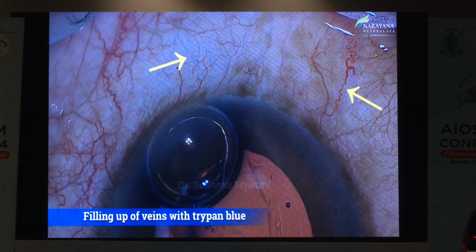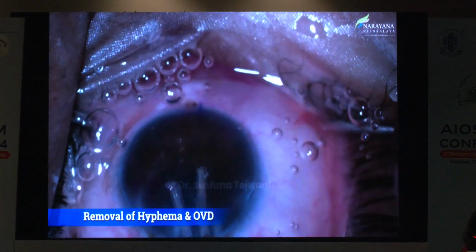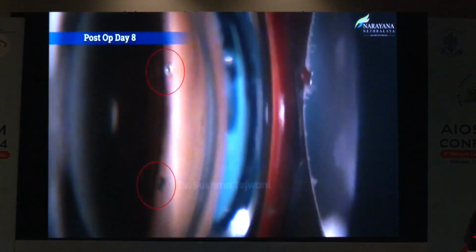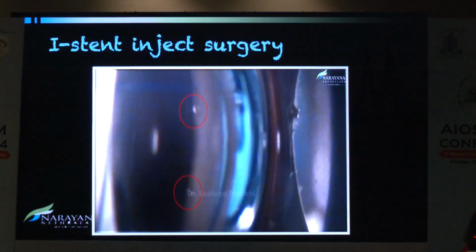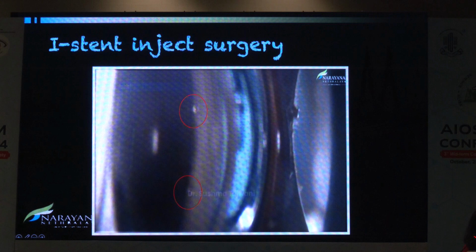If you put the trypan blue dye, you can even see the veins or outflow channels being prominent there. This is the post-operative picture showing iStents in the angle in the same patient. That is in the OPD when you are looking at the post-operative gonioscopy, so as to see the position of the implants.